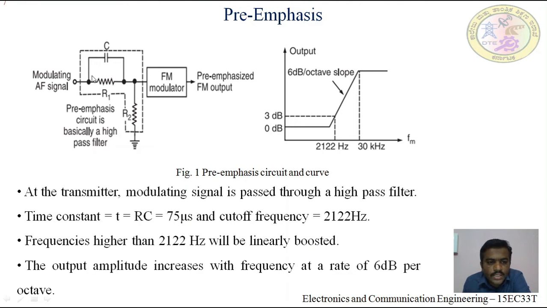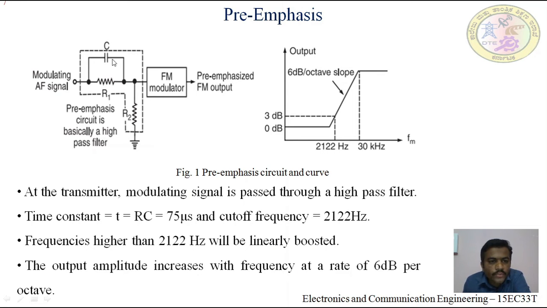This high-pass filter circuit will pass only the signals that have frequency above 2122 Hz. The signals which have the frequency below 2122 Hz will be filtered from entering into the FM modulator circuit. By doing this, the low frequency noise can be suppressed from entering into the FM modulator circuit. This high pass filter has a time constant equal to 75 microseconds.